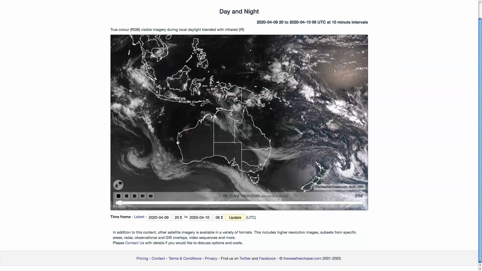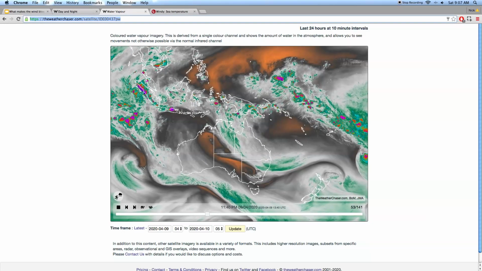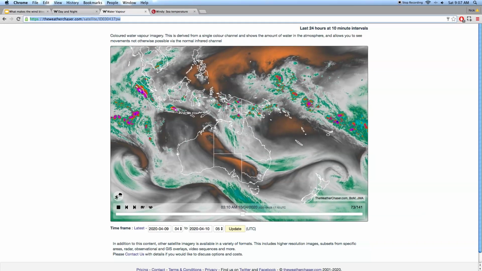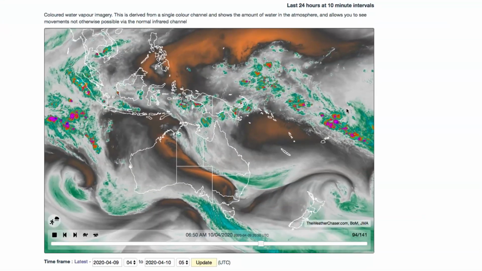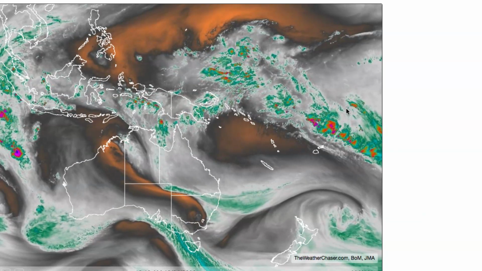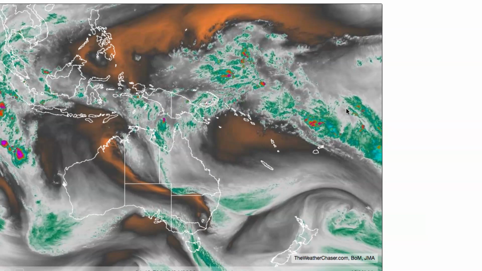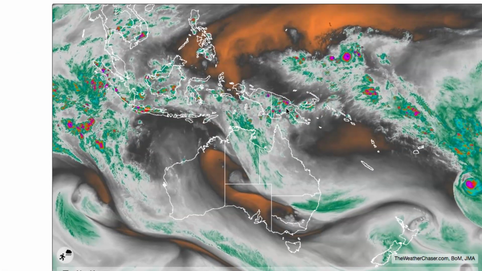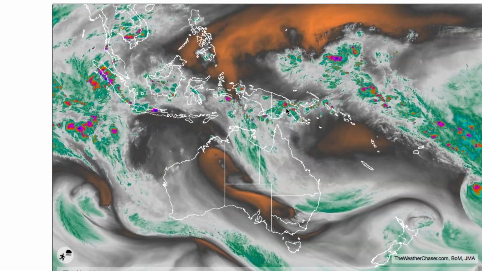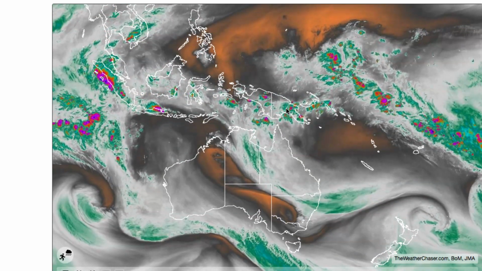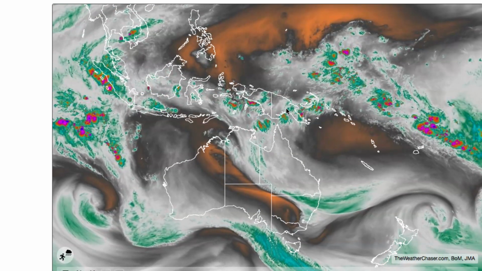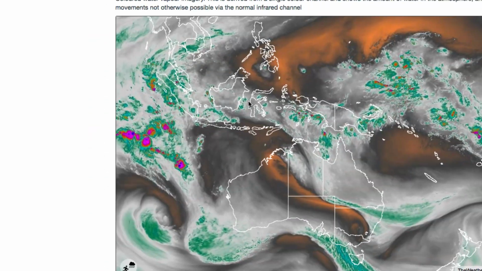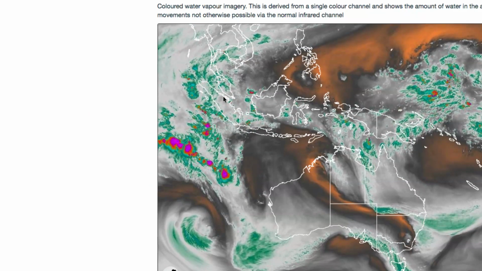And now we can look at the upper levels, and you can see on the monsoon trough that the upper air is flowing outwards on both sides of it, and over here you can see it's flowing outwards as well on both the south side over the top end of Australia and over here on the north side.